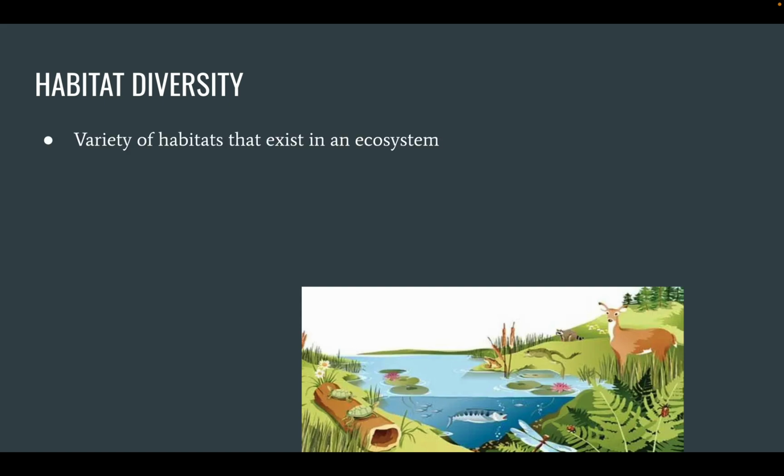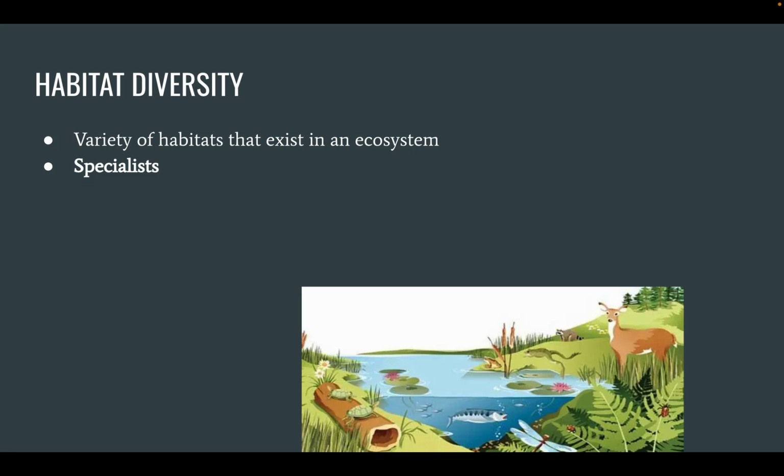Now, habitat diversity. A variety of habitats that exist within an ecosystem is better for that ecosystem. It means that more animals can survive there. The more habitats there are, the more species that can be supported with shelter, with food sources, and therefore it means more biodiversity overall for that ecosystem.